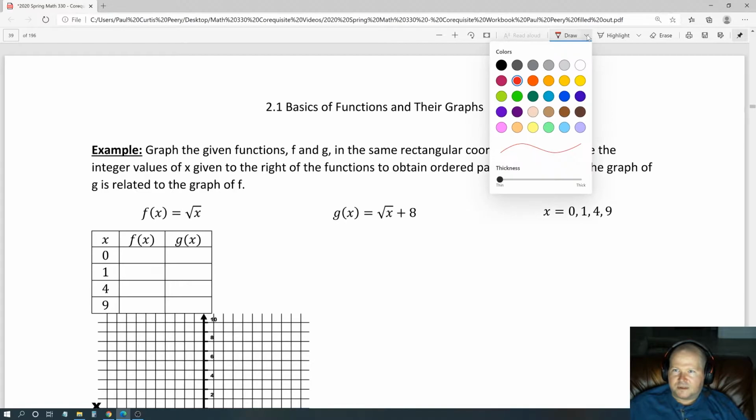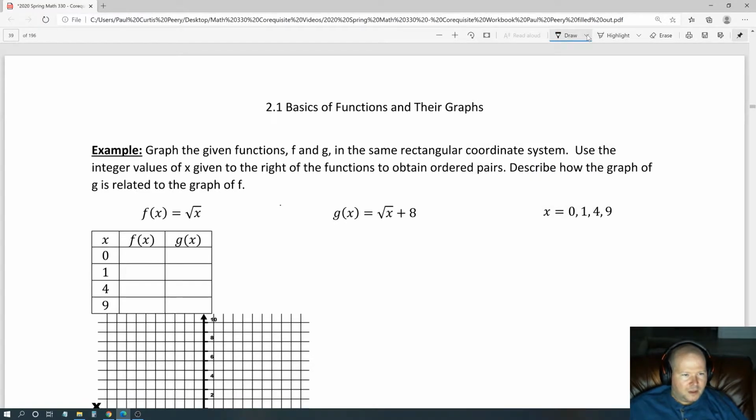Okay, we'll start with the black color. We plug in a 0 here. This is going to be the square root of 0, which is just 0. The square root of 1 is equal to 1. The square root of 4 is equal to 2. The square root of 9 is equal to 3.